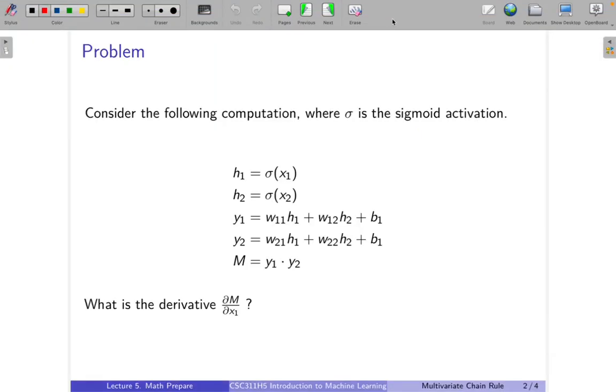Hi. So in this video, in this question of the week 5 math prepare, let's review the multivariate chain rule again. The multivariate chain rule is used when we want to compute a derivative like this one, but where our quantity x1 affects m through two different ways. So here h1 appears when we compute both y1 and y2, and both y1 and y2 affect m.